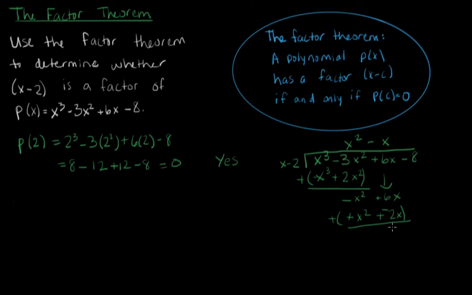So we'll have 4x, bring down minus 8, and that would be plus 4, and this would be 4x minus 8, and that would be 0. So in fact, yes, it is. If we divide this by this, we get this with a remainder of 0, which means that x minus 2 is in fact a factor of this polynomial.